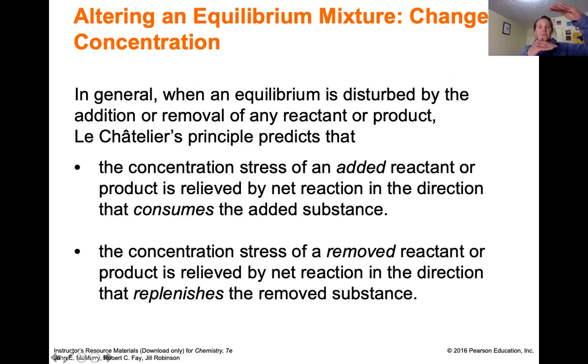The ratio was equal to Kc. You've added either more product or reactant, and that has to shift in order to consume some of that to take the value of Q back to K. The concentration stress of a removed reactant or product is relieved by net reaction in the direction that replenishes it. So our reaction's at equilibrium, we pull out some of the product, the reaction will have to go forward in order to make Q get bigger and reach the value of Kc.